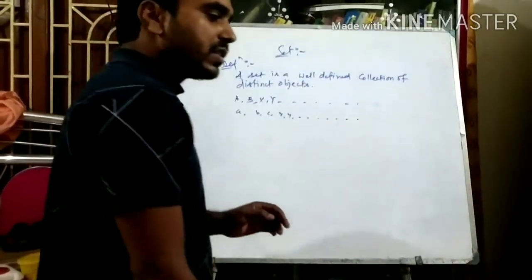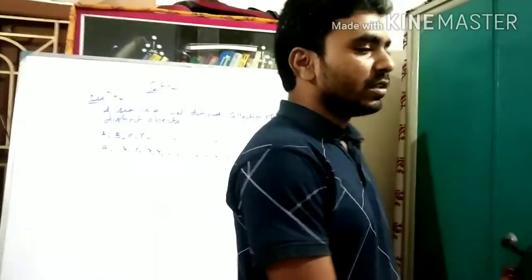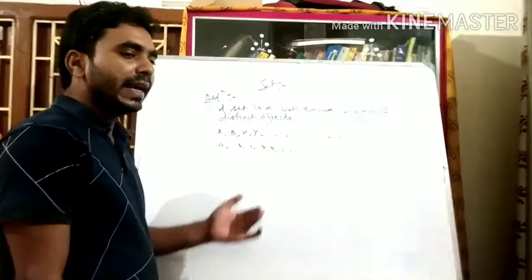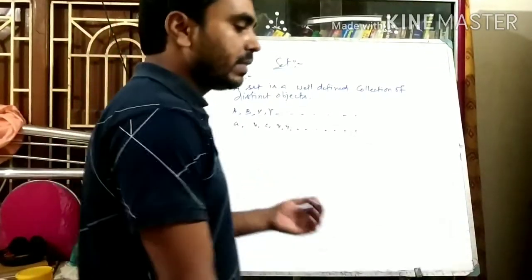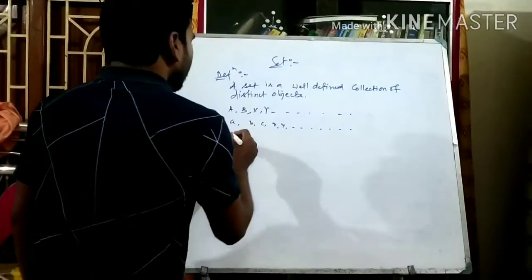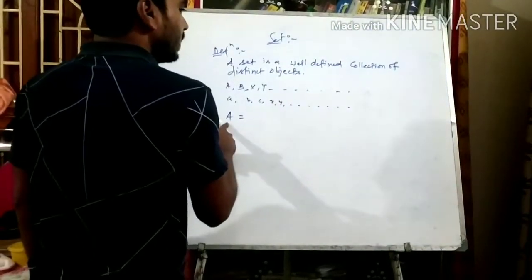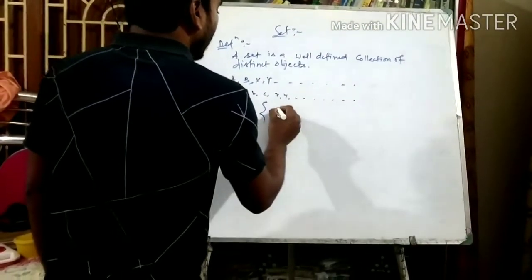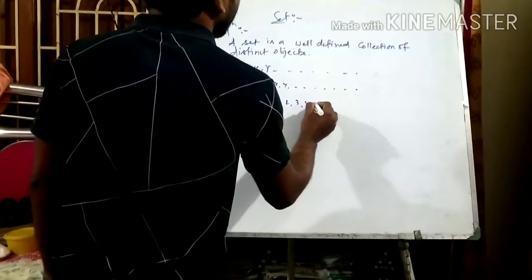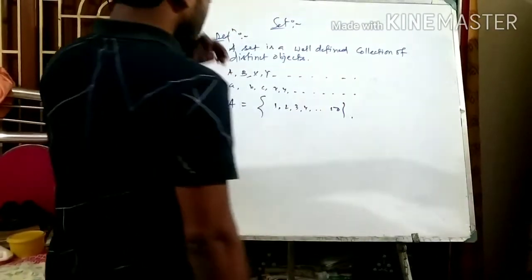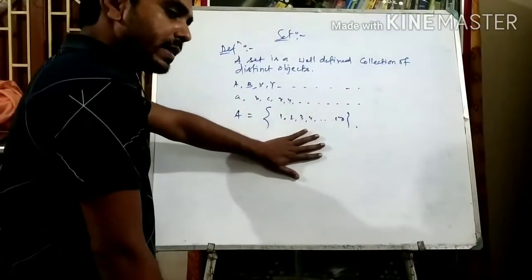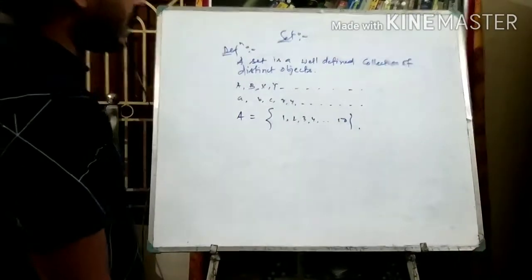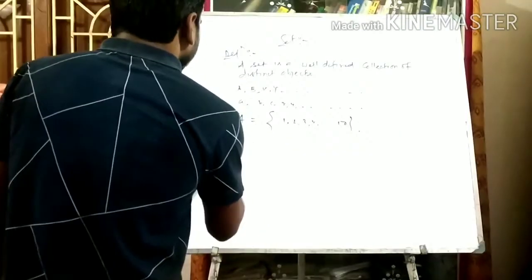Naturally, sets can be denoted in two ways. One is, if we know all the elements of a particular set, then we can list all the elements of the set. Suppose A is a set and the elements of A are all known, say 1, 2, 3, 4, and so on up to 50. So this is one way of describing a set.